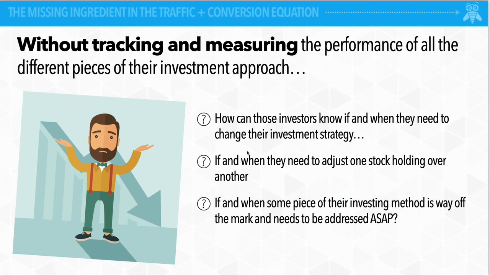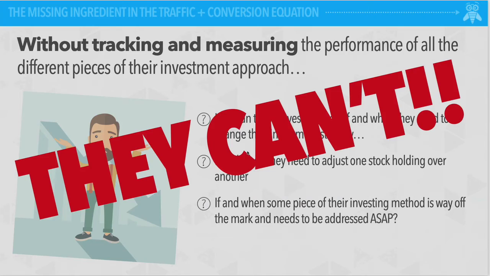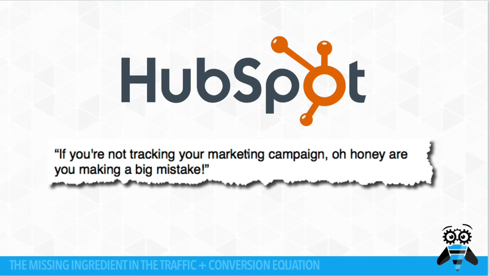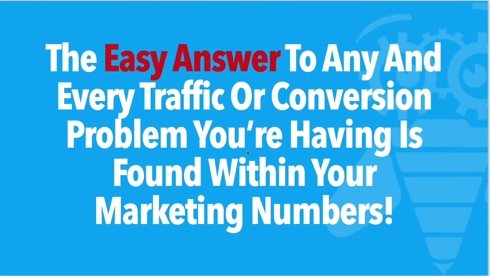how can those investors know if and when they need to change their investment strategy, if and when they need to adjust a stock, if and when some piece of their method is off the mark? They can't, right? The same holds true for assumption marketers here if you're not tracking. And so the answer to any and every traffic or conversion problem you're having is found within your marketing numbers.